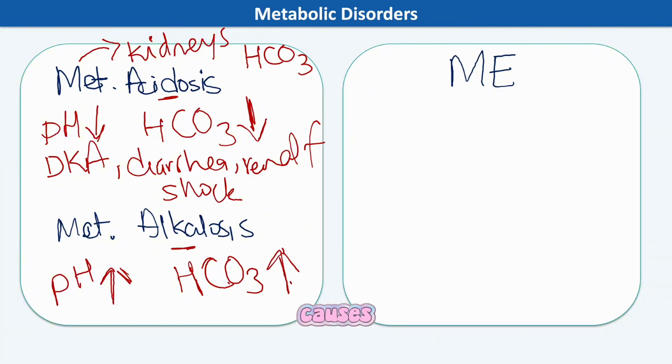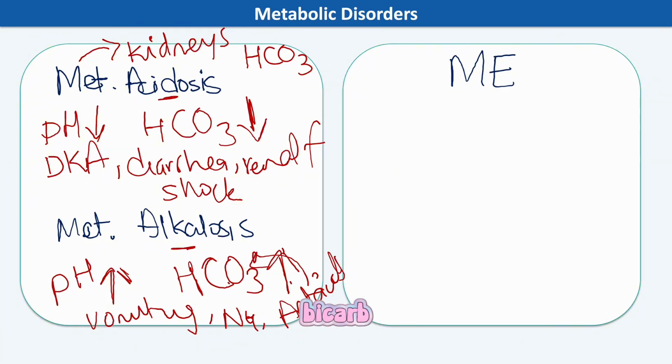And what causes it? Vomiting, NG suction, and having too much antacids, because antacids are made up of bicarb. Now, it's just a fun question. Let's say a patient with GERD, too much acid in their stomach, what are they prescribed? Antacid, right? Because it's basically a base, and it helps neutralize the acid. But if you have too much of it, you can end up having metabolic alkalosis.